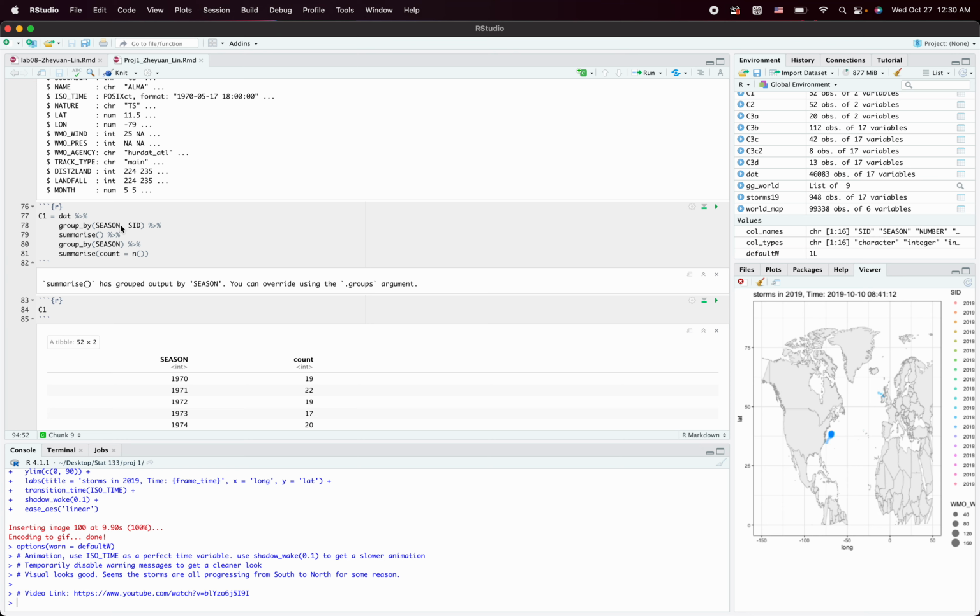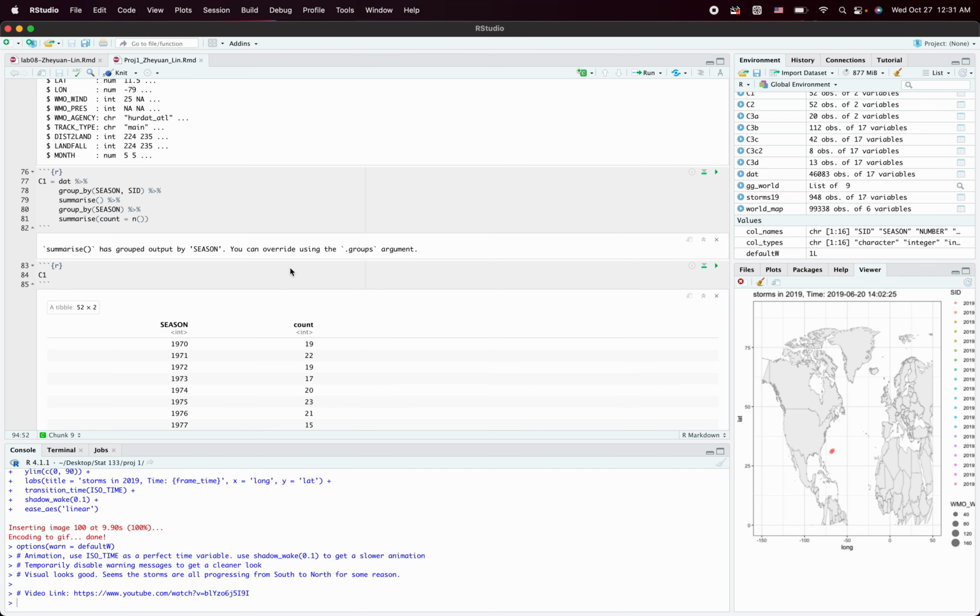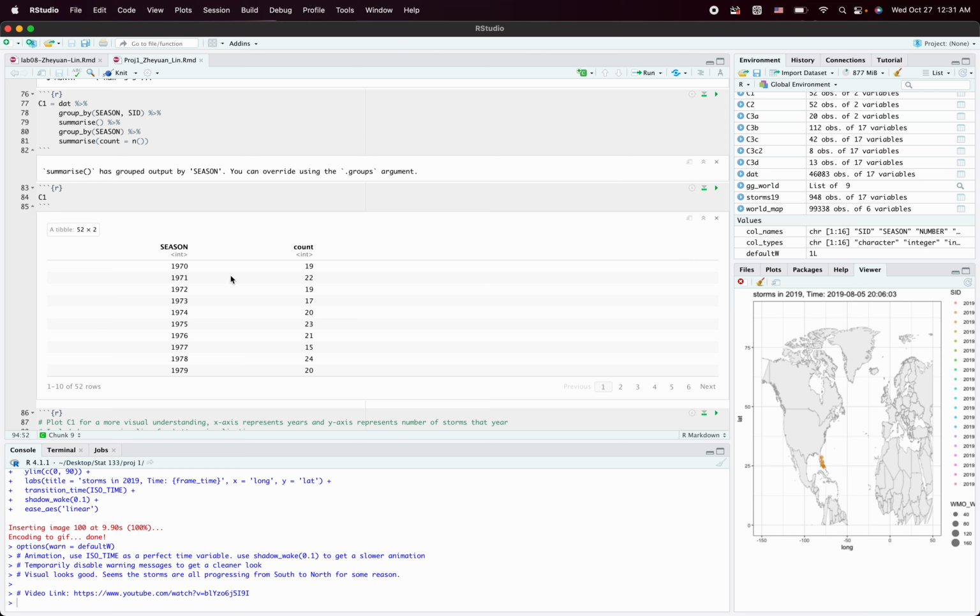This way, if a storm ID appears like 100 times in the data, I don't count it 100 times. I just count it one time, and I summarize, and then I group by season again, and then summarize by the count. Then I get the number of distinct storm IDs each season, or just each year, and I got a data table like this. From this data table, it's not very obvious if the number of storms increases each year.